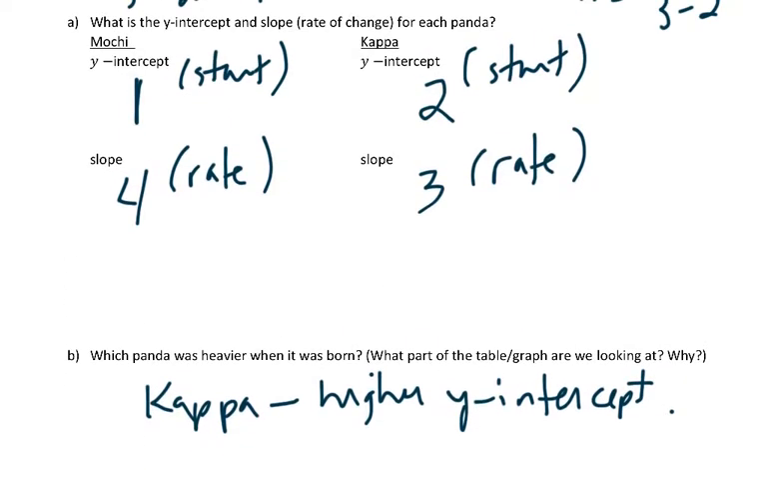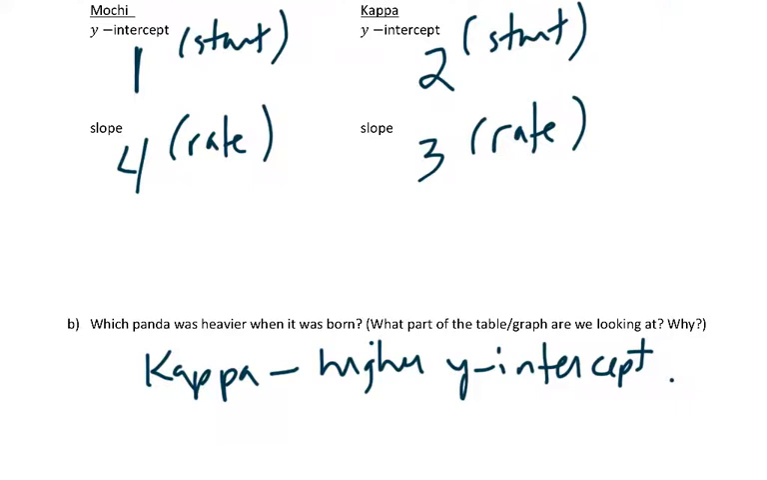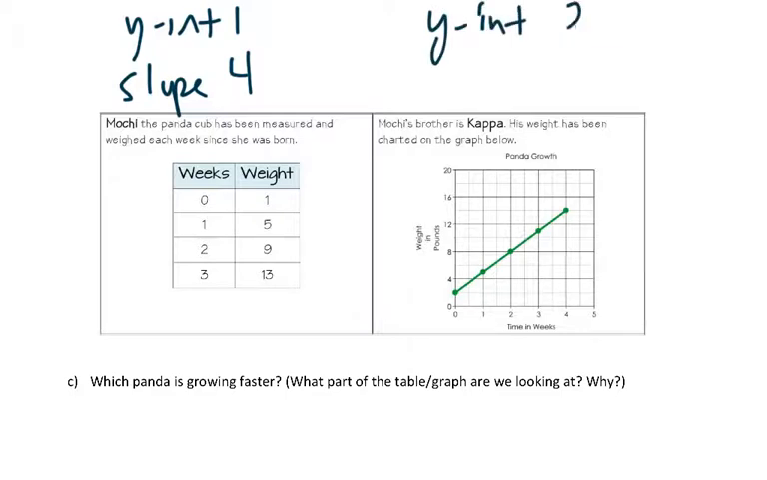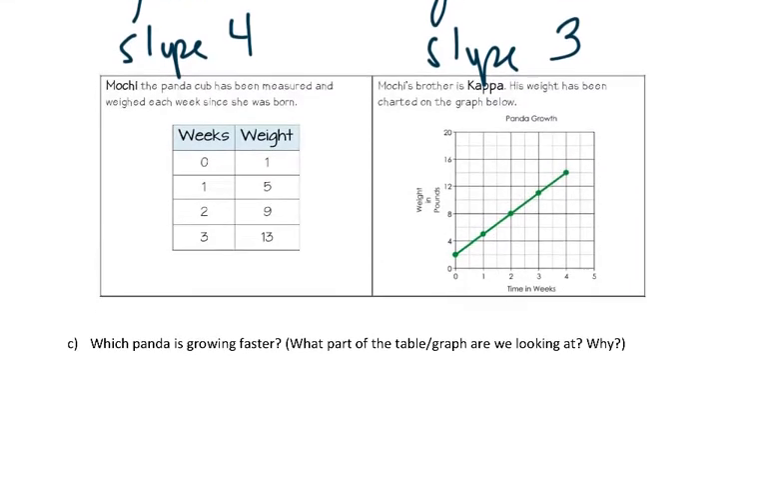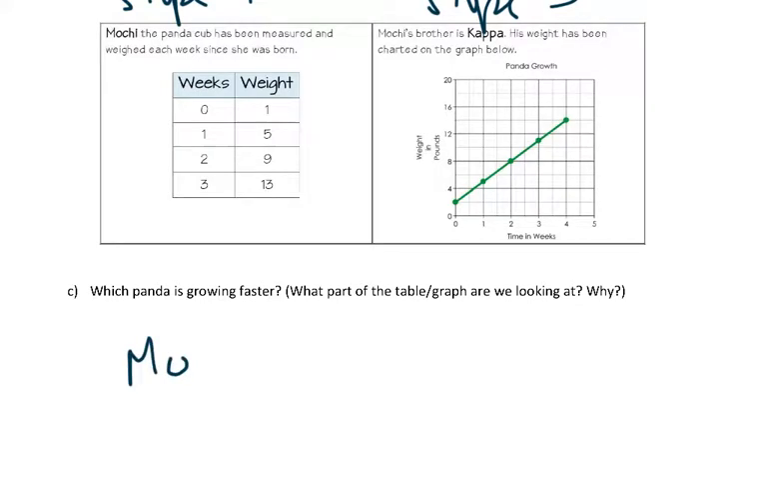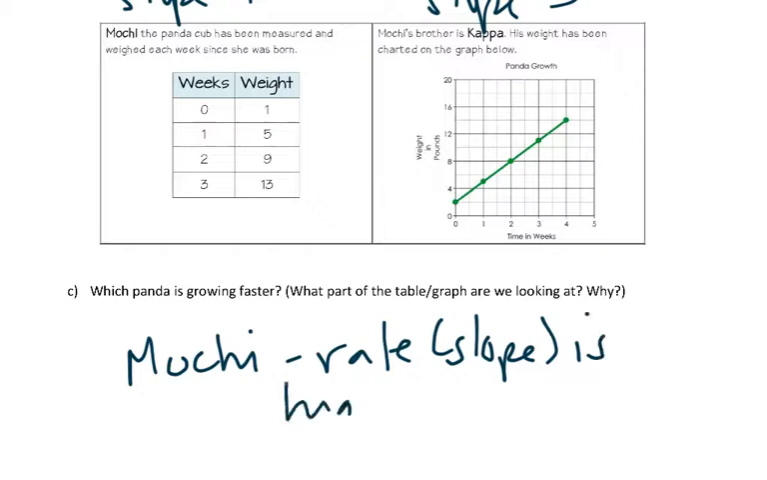All right, let's remember this. So 1 and 4, 2 and 3. So let's write that down here. The y-intercept was 1. The slope was 4. The y-intercept was 2. The slope was 3. Which panda is growing faster? That's Mochi, because the rate, or the slope, is higher.